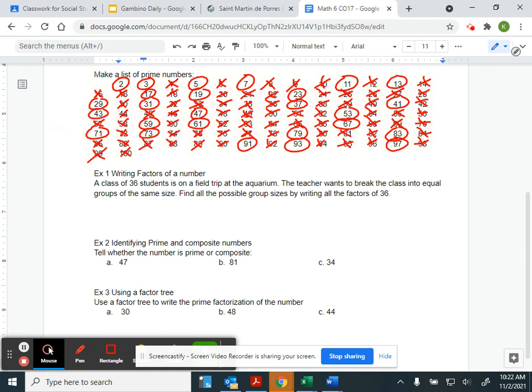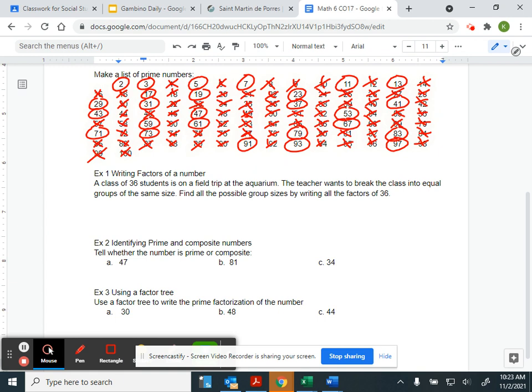Writing factors of a number. A class of 36 students is on a field trip at the aquarium. The teacher wants to break the class into equal groups of the same size. Find all the possible group sizes by writing all the factors of 36.